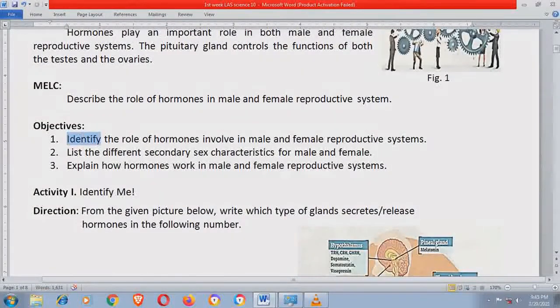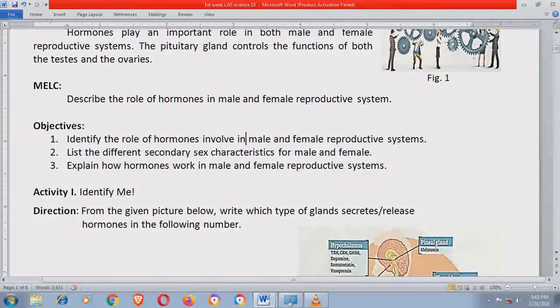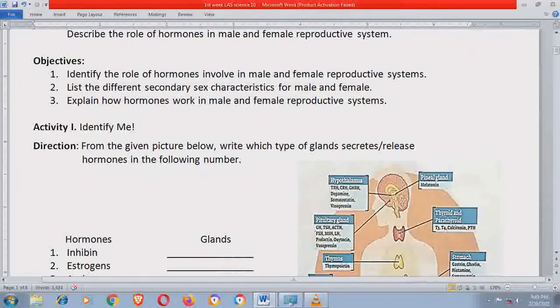So to meet the objectives, we need to do some activities kasi hindi natin kaharap yung mga bata, no? Hindi natin sila kaharap as a teacher. So kailangan yung i-deliver mong LAS, meron ng mga set of activities that will meet the objectives. So this one, kids, grade 10, identify me. From the given picture below, write which type of gland secretes or release hormones in the following number.